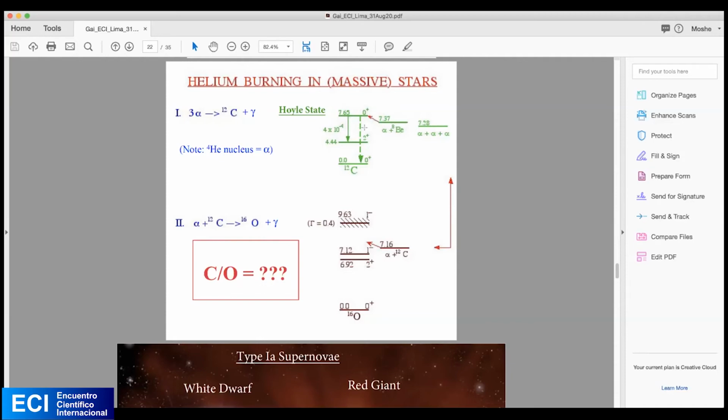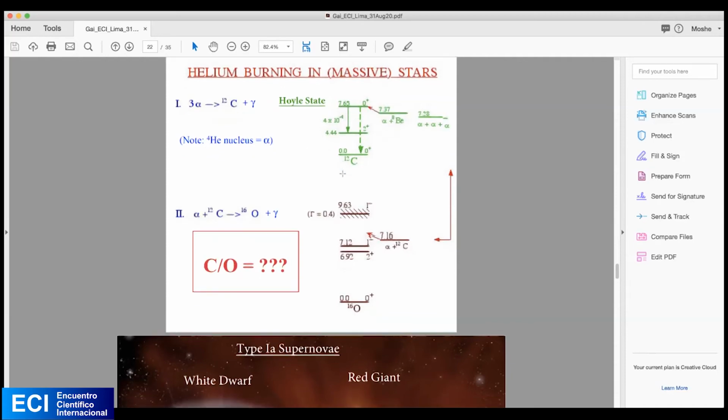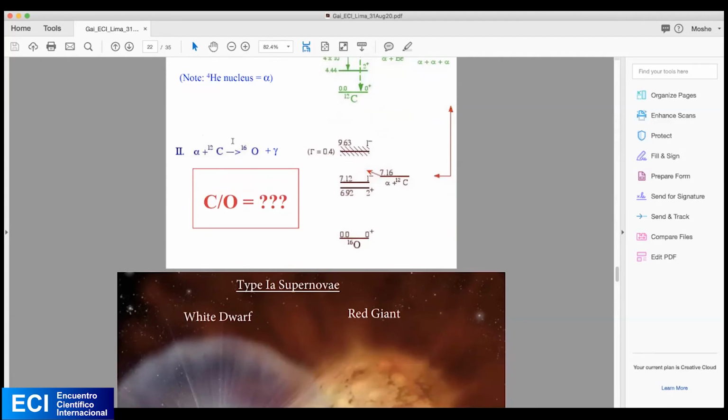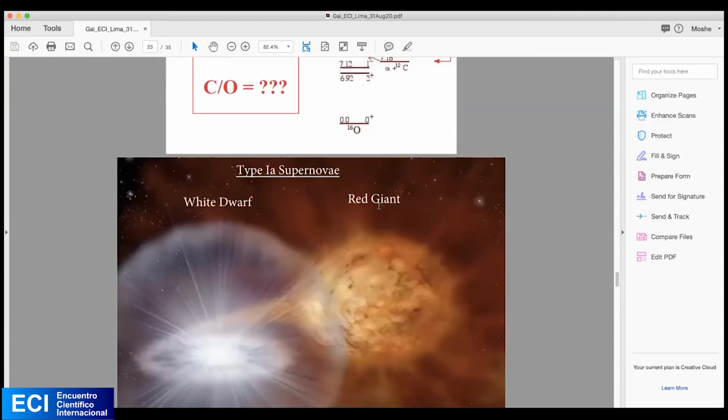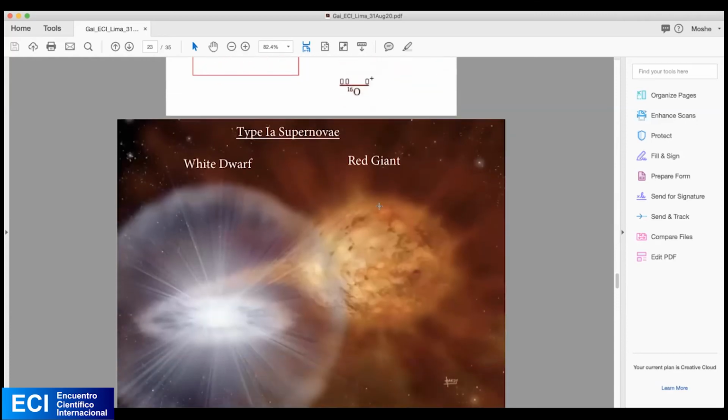It turns out that at the same time that we make carbon, we also make oxygen. And this is the problem of current interest. What is the rate for making O16 from carbon plus alpha? The fusion of carbon plus alpha to make O16. Since we don't know this rate, we don't know the ratio of carbon to oxygen at the end of helium burning. So, for example, I discussed type 2 supernova.